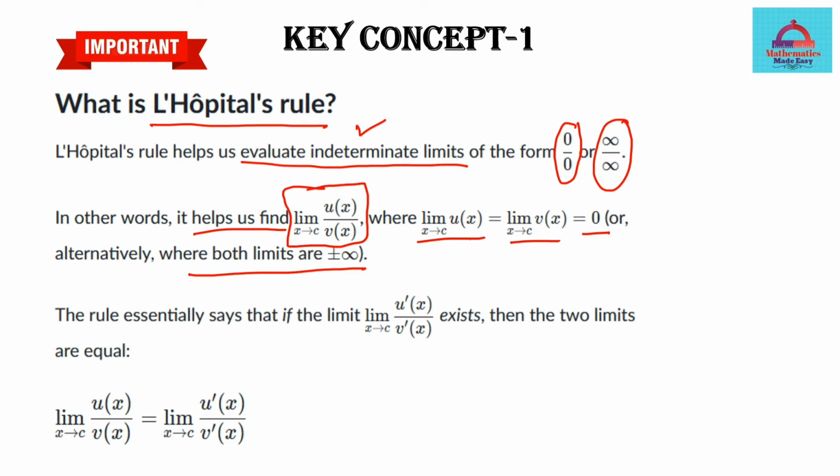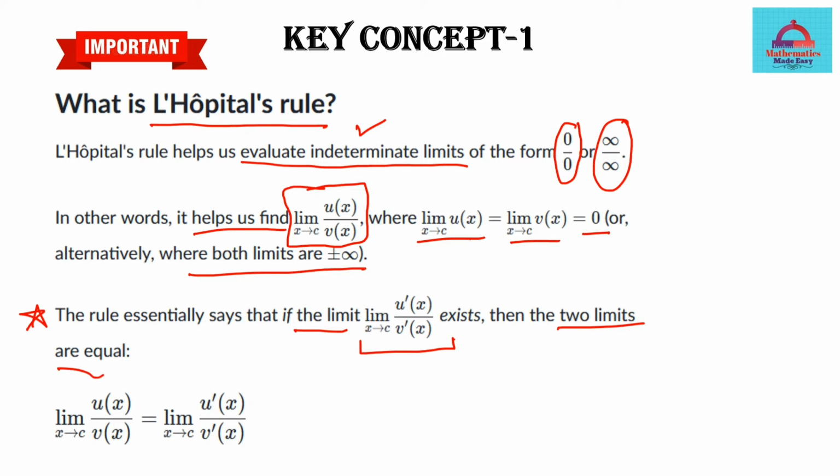So what does this rule say? Now let's understand, very important. The rule says that if this limit exists, so that means if the limit x approaching c of u prime x over v prime x, that means u prime x or the first derivative of u(x) divided by v prime x, if this limit where the x is approaching to the point c is existing, then the two limits are also equal.